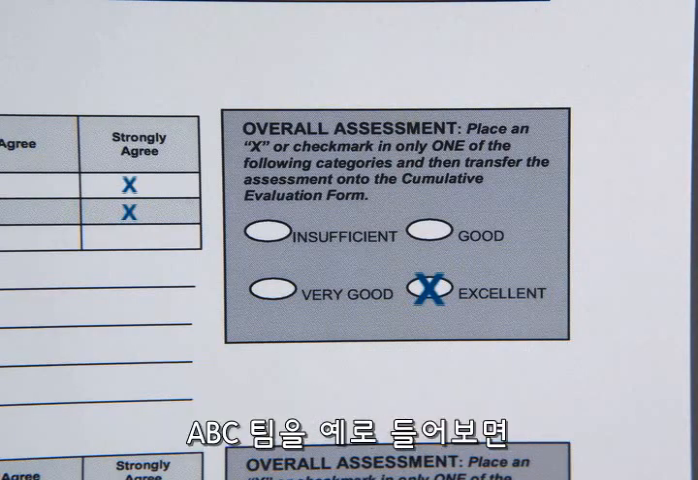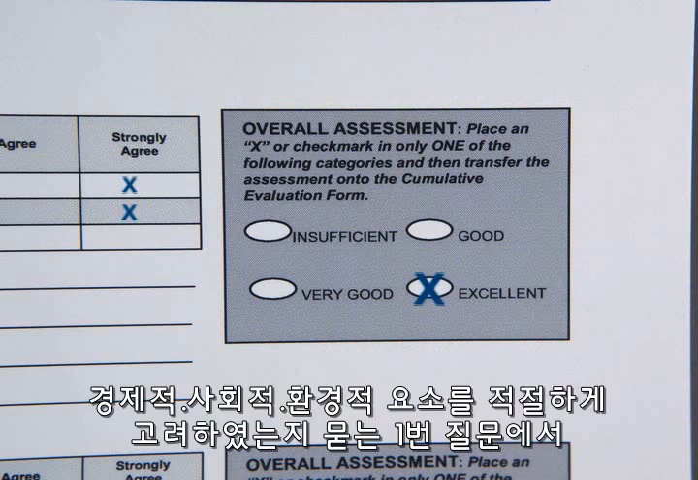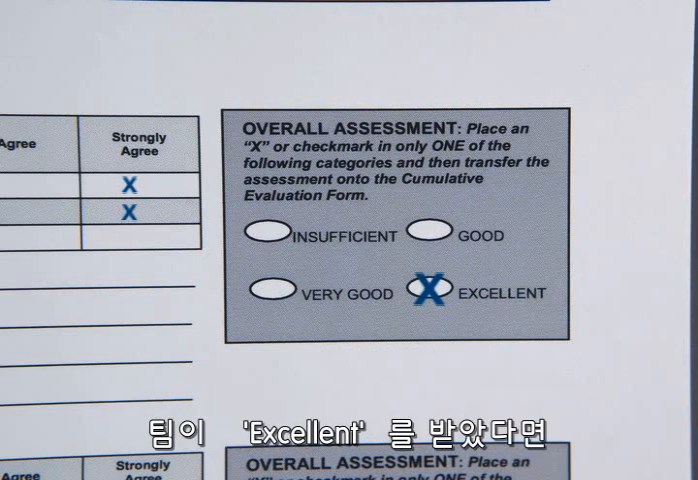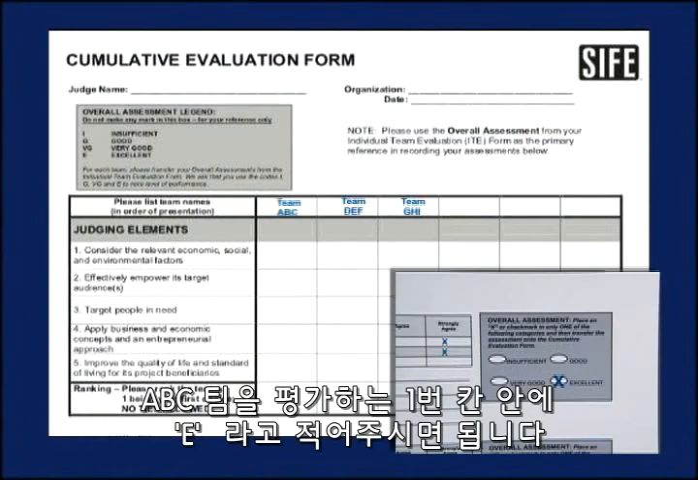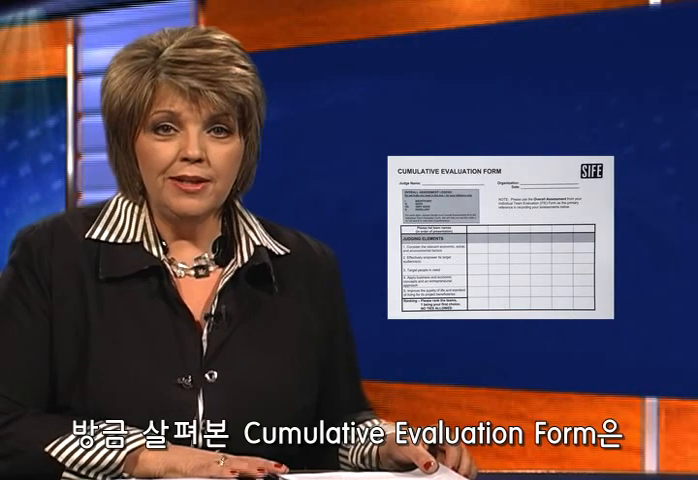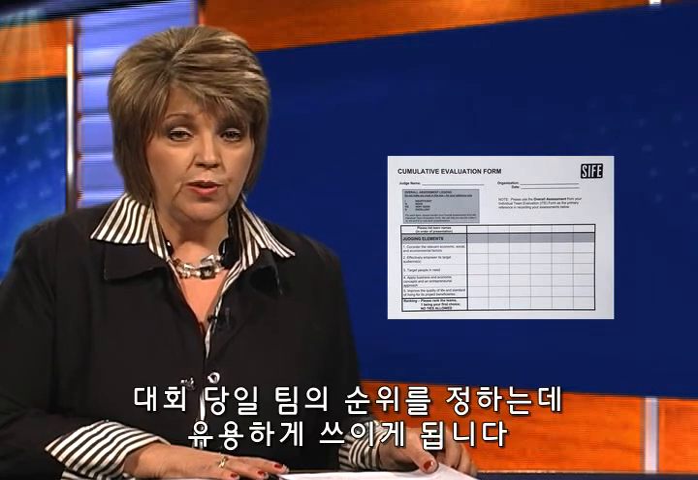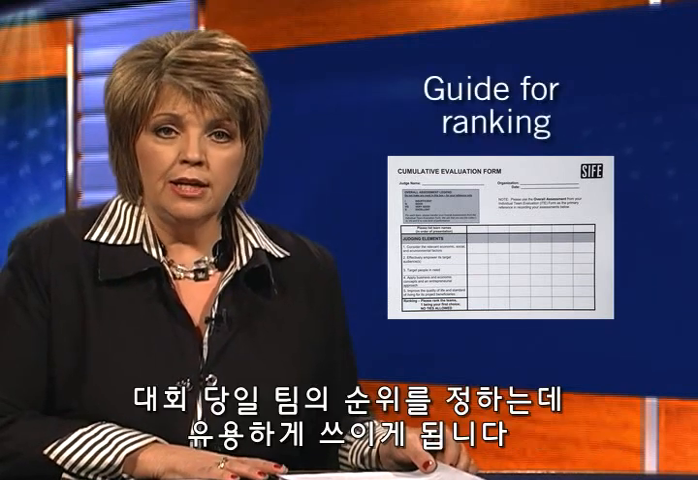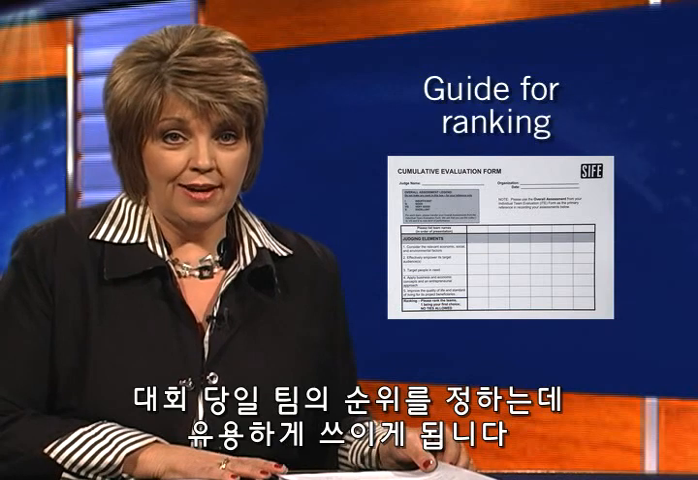For example, for Team ABC, if your overall assessment of question 1, considering the relevant economic, social, and environmental factors, was that the team did excellent, then for the first judging element, you would enter an E in the relevant box for Team ABC. The cumulative evaluation form, which we just reviewed, will serve as your guide to ranking the teams at the conclusion of the competition day.